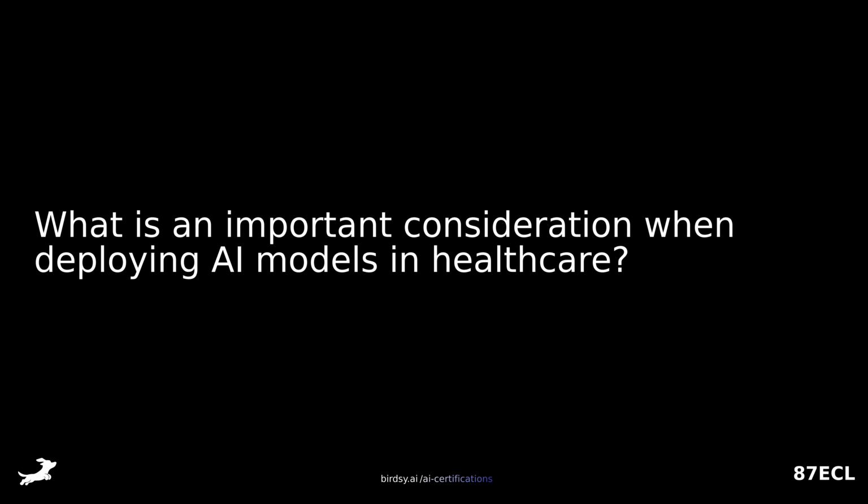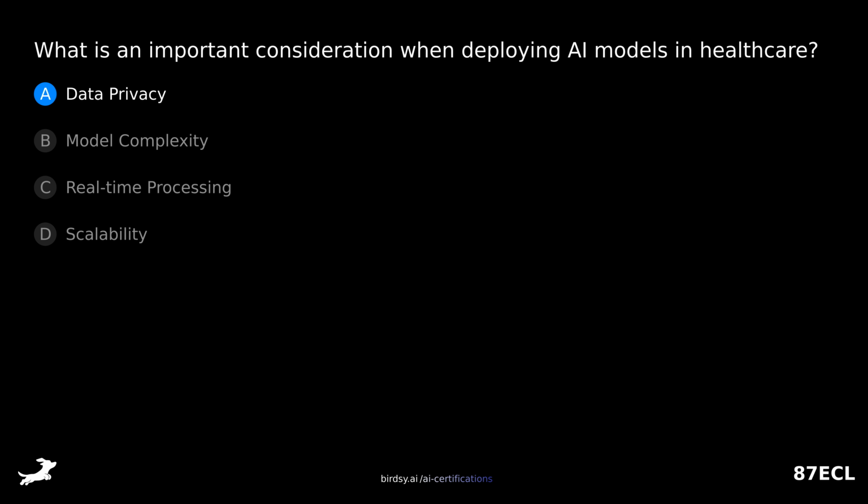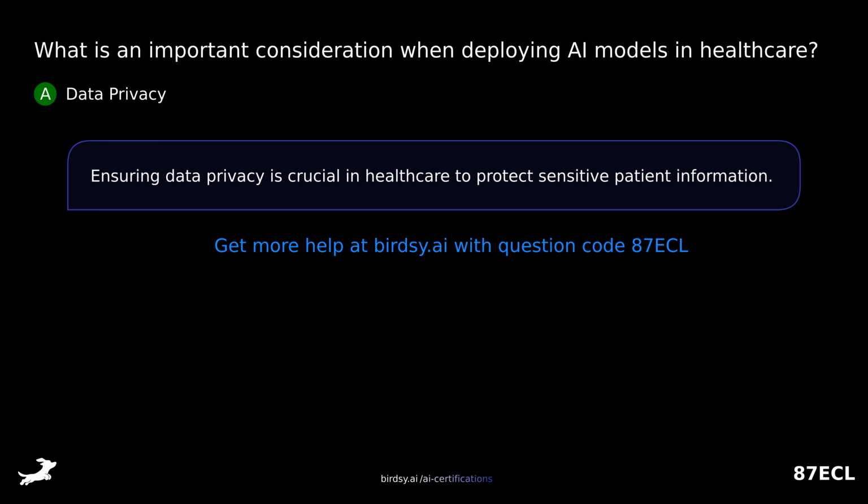What is an important consideration when deploying AI models in healthcare? Is it A, data privacy, B, model complexity, C, real-time processing, or D, scalability? The answer is A, data privacy. Ensuring data privacy is crucial in healthcare to protect sensitive patient information.